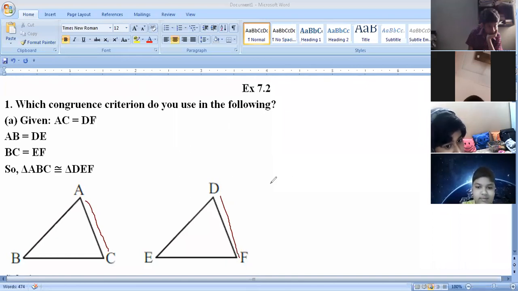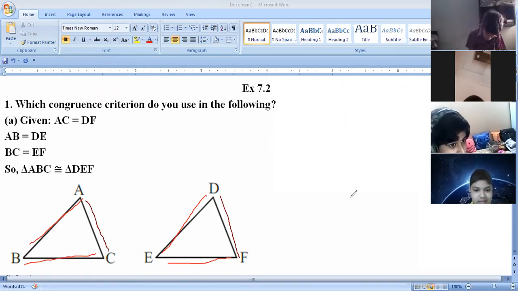Yes. Next. This side AB is equal to DE. And the third side is BC. BC is equal to EF. It's given like that. AC is equal to DF, AB is equal to DE and BC is equal to EF.